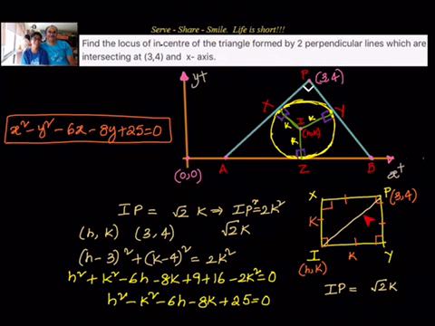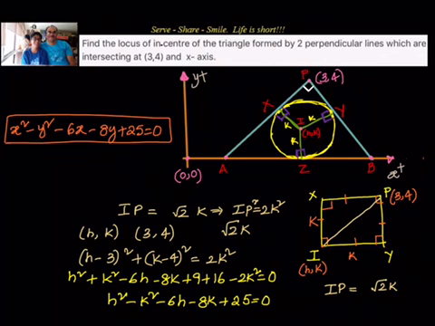Now once it's a square, we can establish the relationship that the distance IP should be equal to root 2 times k, because it's a diagonal of this square. IP equal to root 2 into k, IP square equal to 2k square. We can substitute the values for I and P. I coordinates are (h, k), P coordinates are (3, 4). Simplifying, we get h square minus k square minus 6h minus 8k plus 25 equal to 0, or the locus is x square plus y square minus 6x minus 8y plus 25 equal to 0.